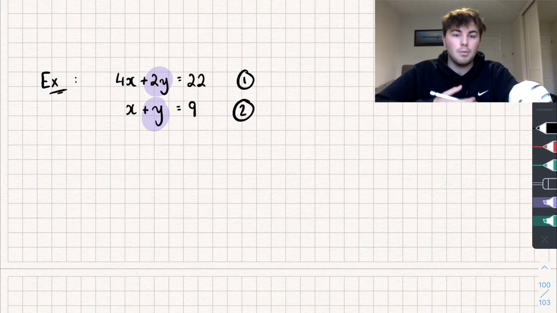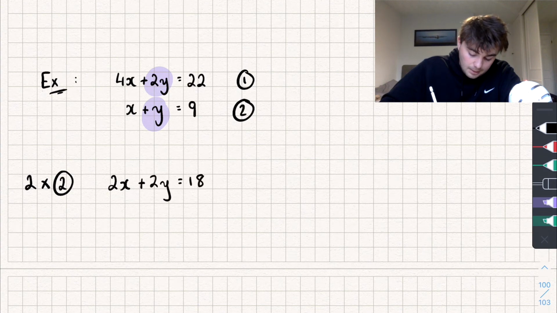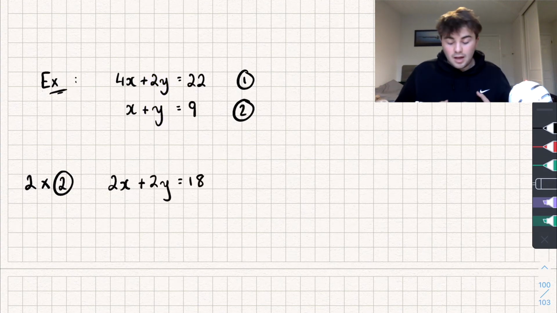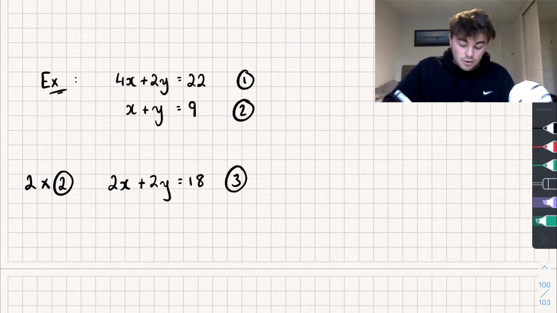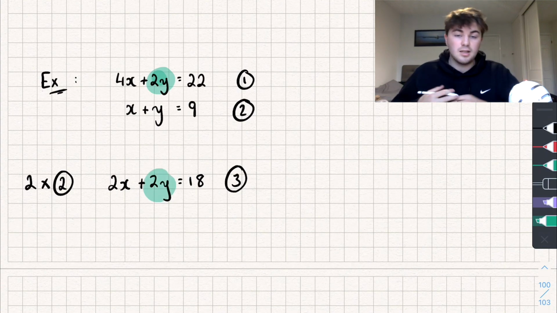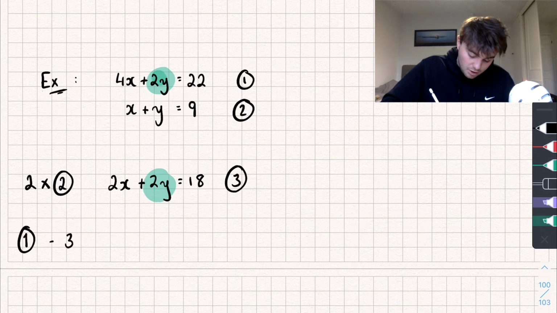To make them the same, I'm going to multiply everything in equation 2 by 2. So 2 times equation 2 is going to give me 2x plus 2y equals 18. Let's call this new equation, equation 3. Now you can see that the coefficient of y in equation 1 and in equation 3 is the same. So what I'm going to do is equation 1 subtract equation 3, because that will eliminate the y variable again.